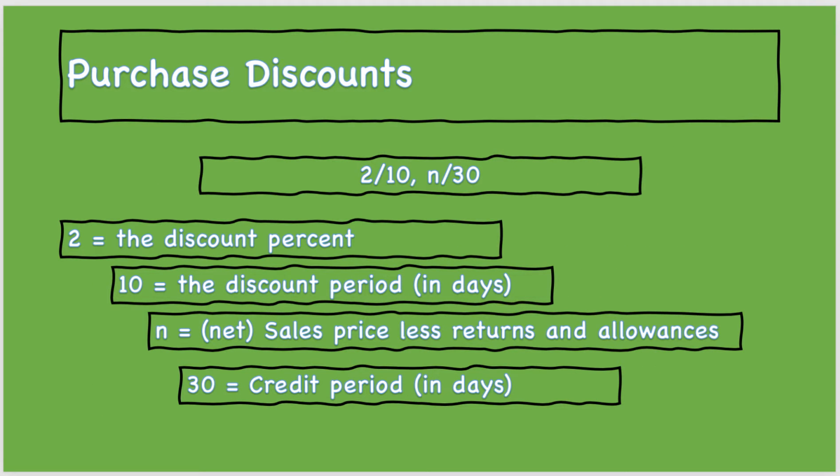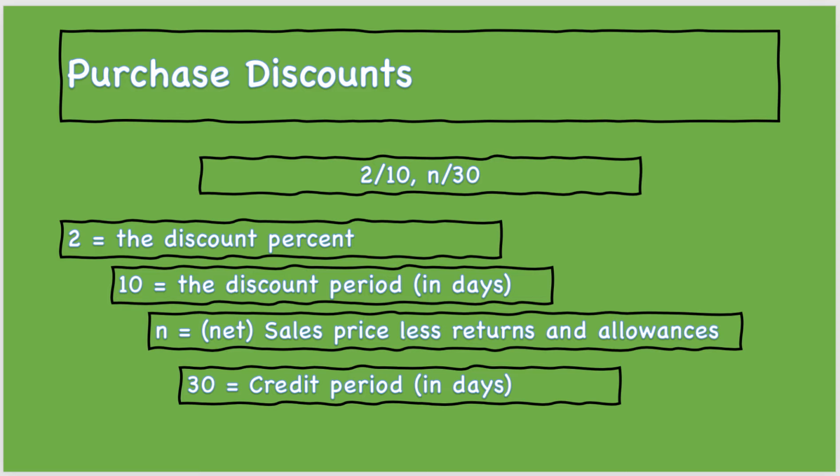So I know we covered this in the last video. I just kind of wanted to dive a little deeper. So when we're talking about purchase discounts, remember it comes with a discounted percentage, 2%. It comes with a discount period. That discount period is usually in days. You may see 10 days, you may see 15 days, you may see 30 days. It's all different. It's all based on what the seller wants to offer.